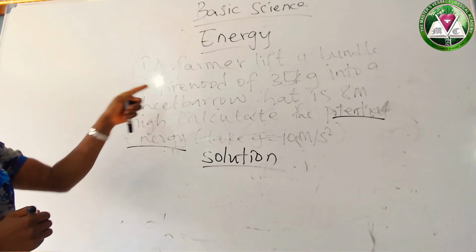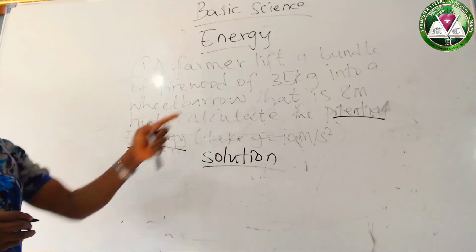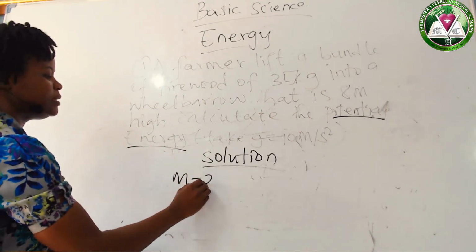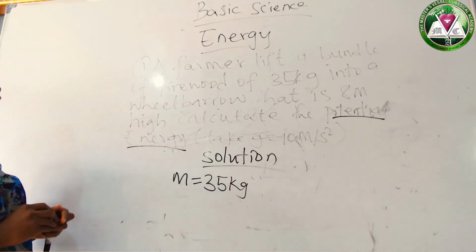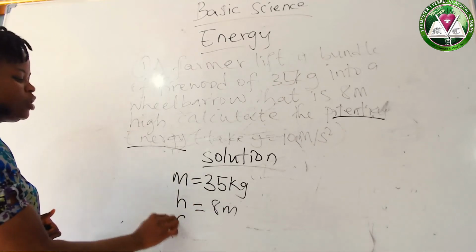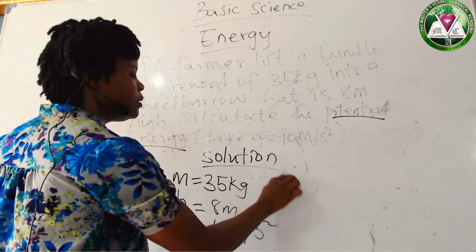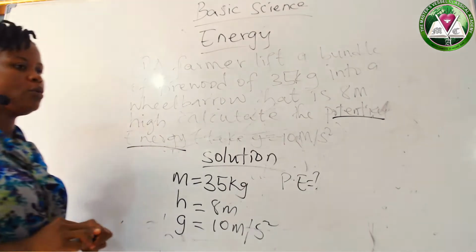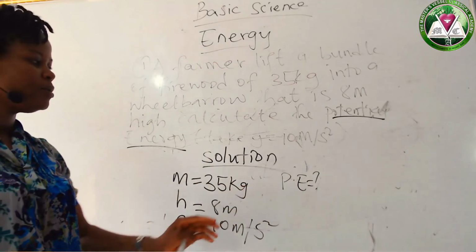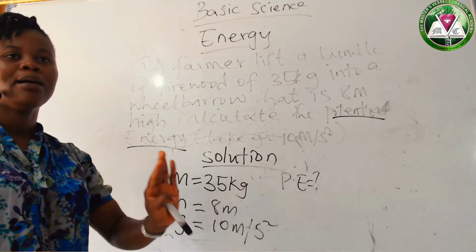A farmer lifts a bundle of firewood of 35 kg. Remember, we said that our mass is measured in kilogram. That means this 35 is our mass. So m, which is mass, is 35 kg. Into a wheelbarrow that is 8 meters high. That means the height is 8 meters. And then g is equal to 10 meters per second squared. It said calculate the potential energy. We don't know our potential energy, so what's the formula for calculating potential energy? M times g times h. Looking at it, you have m, you have g, you have h. So automatically, we can now do our calculation with ease.